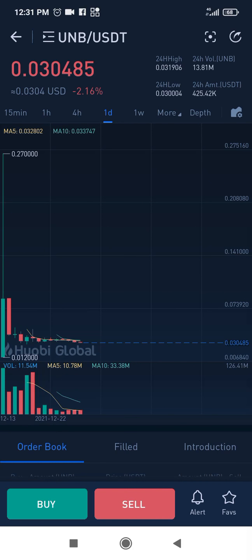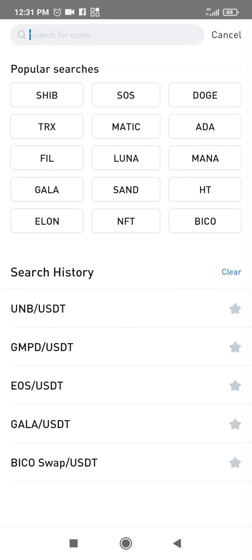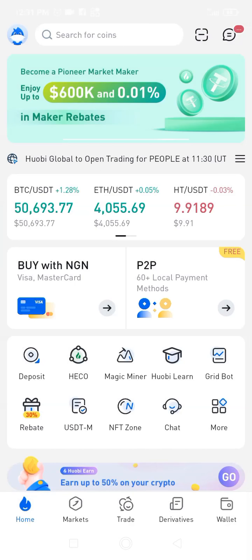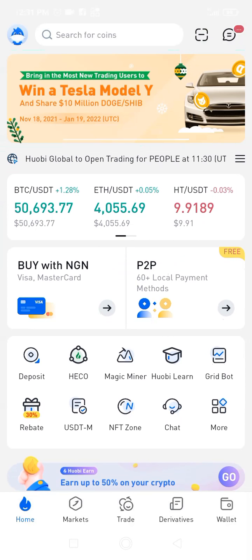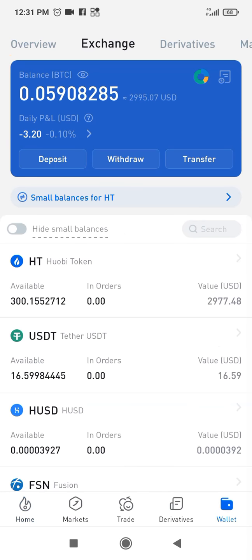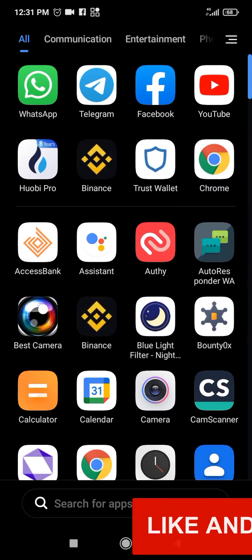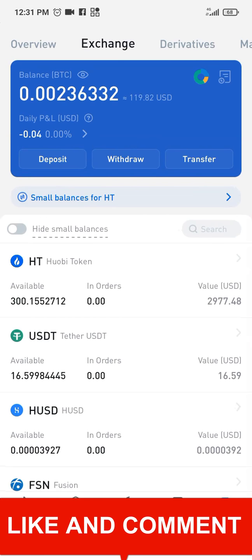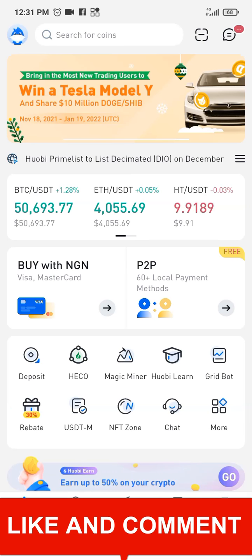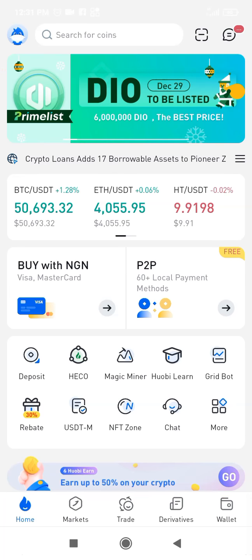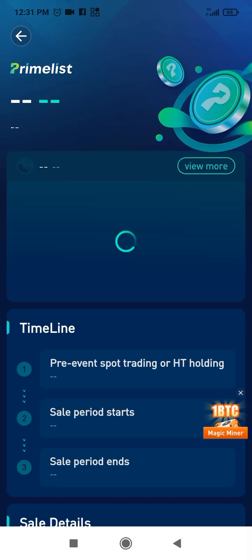All right. So this is where it gets interesting. The requirement for you to participate is just to fund your account with a minimum of 300 HT token. When you have 300 HT token, you start taking notice of the announcements. So this is the announcement page. You click on Prime List. Any announcement that you see with Prime List on it, you have to pay attention to it.